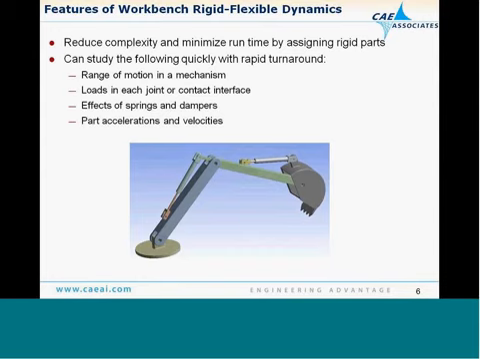So, what are the advantages of using this over the traditional method of transient dynamic analysis in Workbench? Well, it reduces the complexity and minimizes the runtime by assigning rigid parts. Each rigid part only includes 6 degrees of freedom, and they're connected to each other with joints or through contact interfaces. So you can include contact interfaces as well.